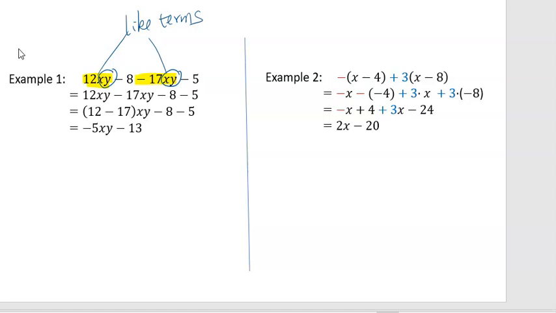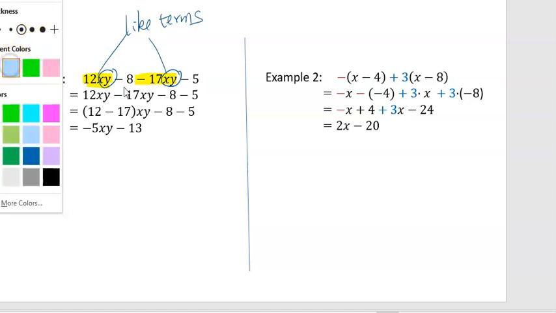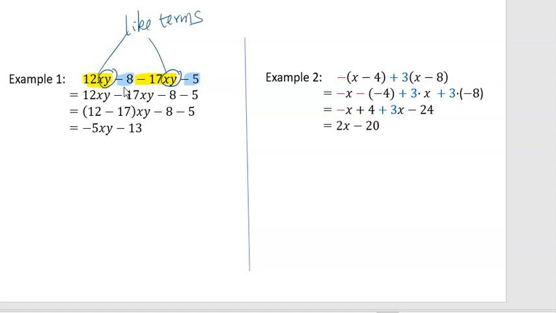But what I did is I put these two together, the like terms. These two are like terms together. And notice -8 and -5, they are like terms. I put them together. So that's a little easier for us to see, but you don't have to do that. You may be able to skip the step if you can see that. Do that in your mind.